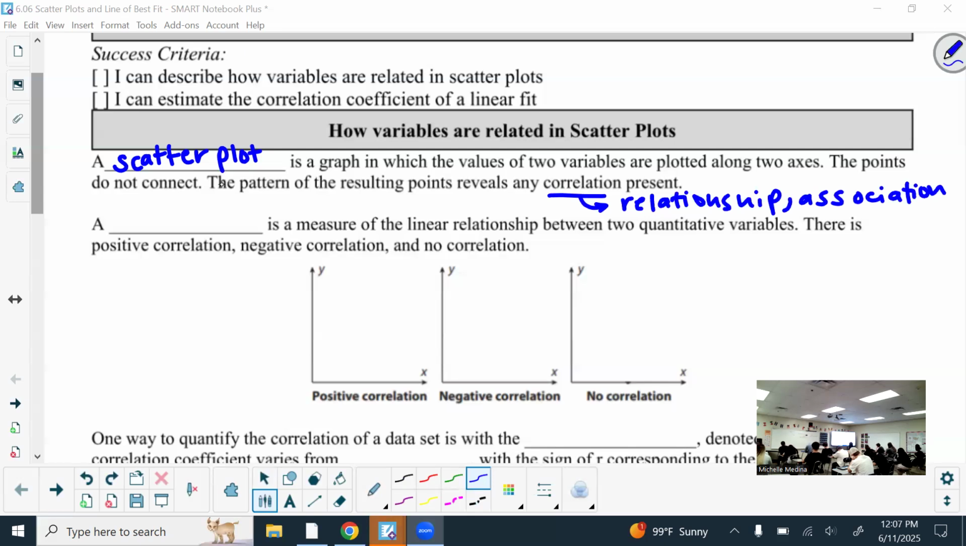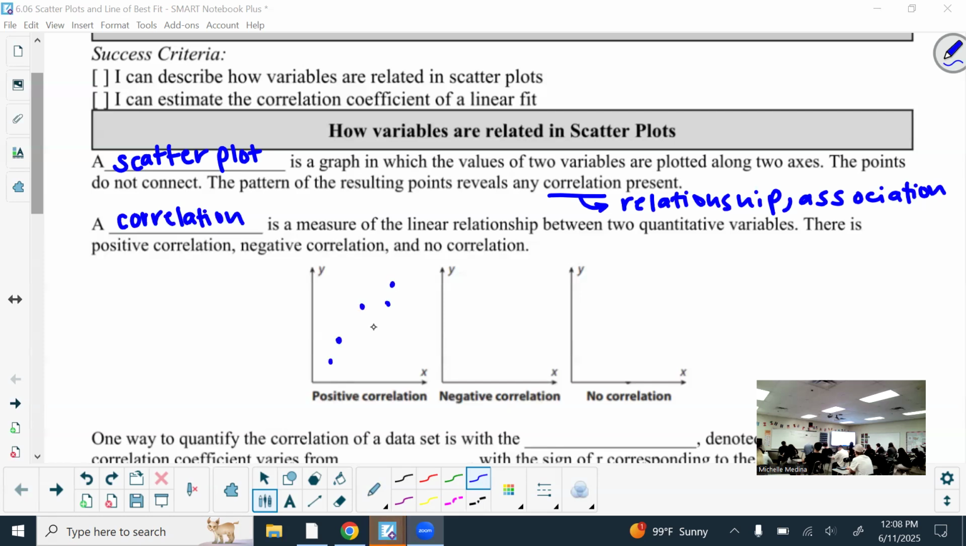So a correlation is the measure of a linear relationship between two quantitative variables. There is positive correlation, negative correlation, and no correlation. So we're going to sketch some scatter plots that would apply to each.